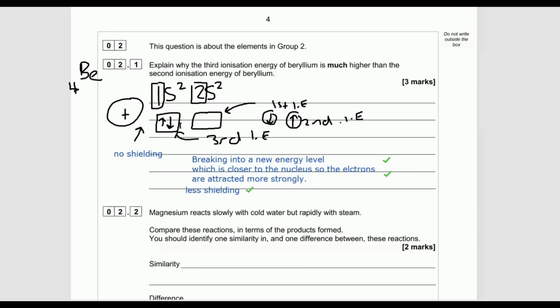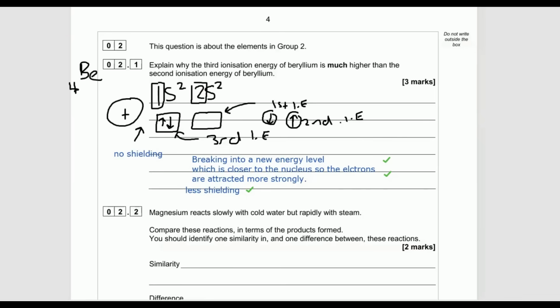And it has shielding. Whereas the third ionization energy is removing an electron from a brand new shell that's closer to the nucleus, complete orbital, which is more stable, and there's less shielding. And as it's closer to the nucleus, more attraction, basically. So all of that, what I've said, I would whack in there as well.